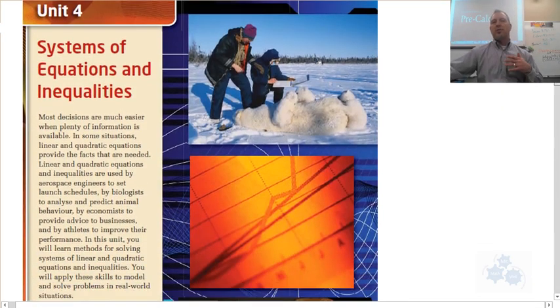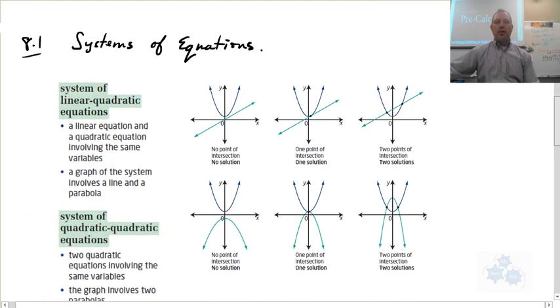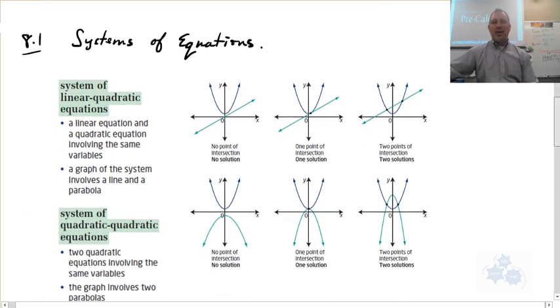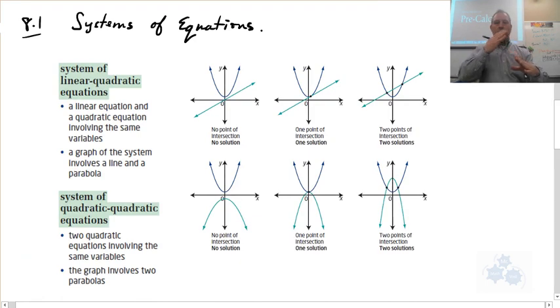Chapter 8 talks about systems of equations and inequalities. Okay, so systems of equations. We could have any kinds of equations: straight lines, two linear. We could have quadratic, linear, quadratic. And a system is basically 2 or more of these equations that are plotted or considered at the same time.